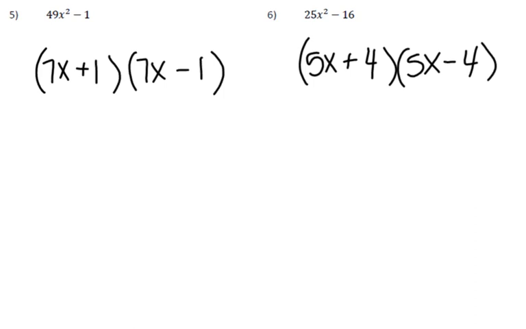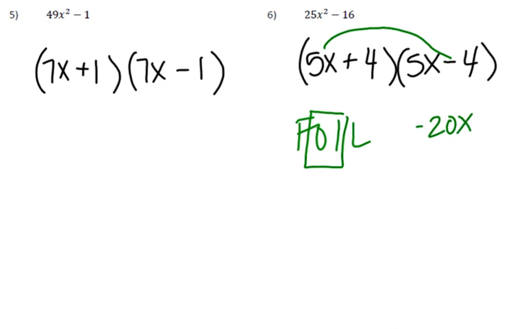And you can see that as long as they're the exact same and one is a plus, one is a minus, when you're using FOIL to check this, the outside and inside terms would cancel each other out. So here you can see 5x times negative 4 is negative 20x, and 5x times 4 is positive 20x. So those middle terms would cancel out, and you'd only be left with 25x squared and the negative 16 when you're FOILing to check. So this is just difference of two squares. Just practice it. Always look for the GCF first, but that's pretty much all you have to do.